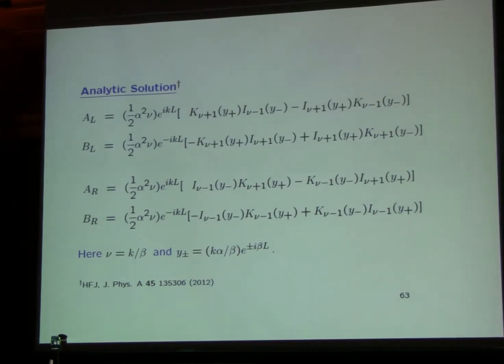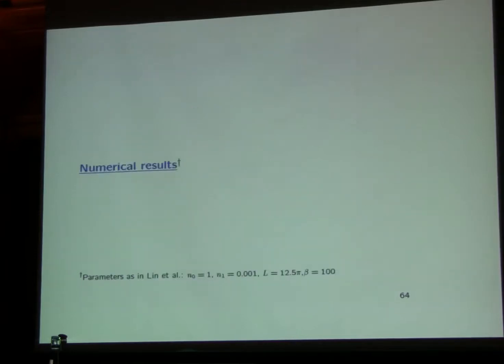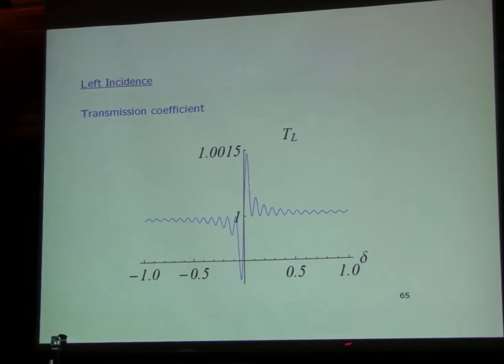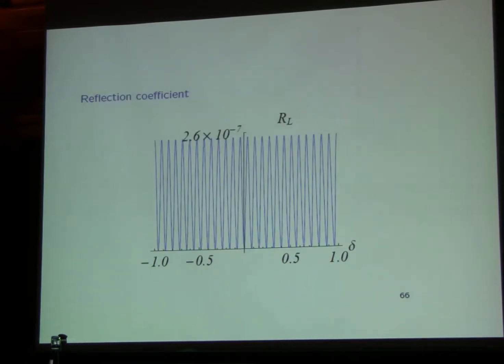and then now, this is no approximation. You can now look again at these results, and what you see, exactly as a function of delta, is that the transmission coefficient from the left is pretty well 1, but it just deviates a little bit around delta equals 0. And the reflection coefficient is very small, but it has these little oscillations on a very small scale.